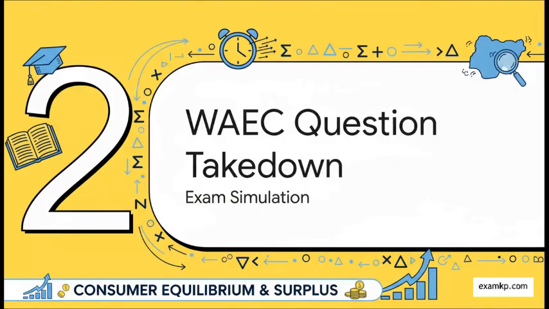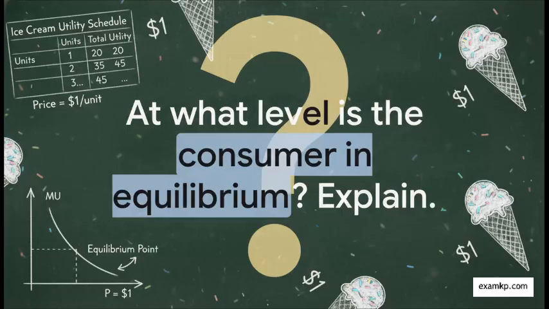Okay, enough with the theory. Let's put this stuff into practice, right? It's time for our very first exam simulation, the WAEC question takedown. Let's do this. So, here's a classic question, very similar to one you might have seen. You've got a utility schedule for someone buying ice cream, and the price is set at $1 per unit. Your mission is to find the point of equilibrium. Let's see how it's done.